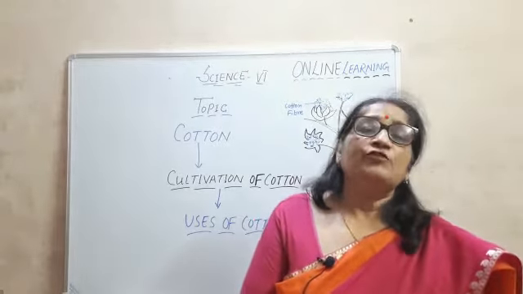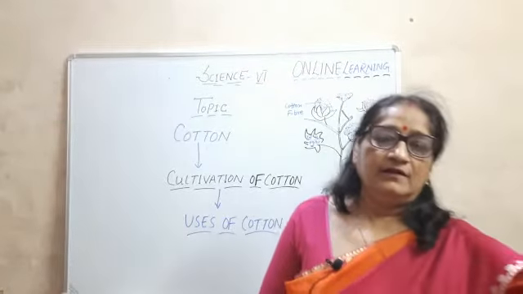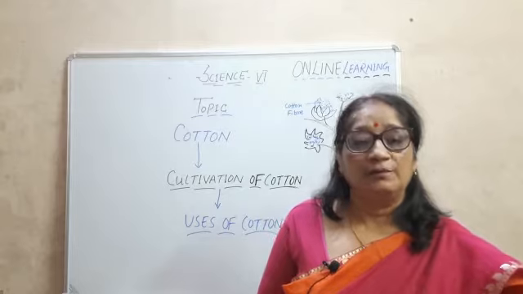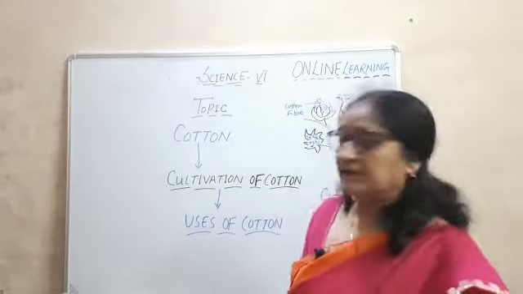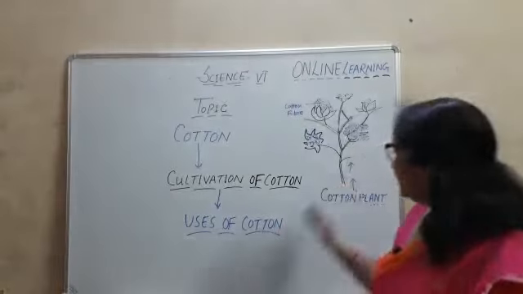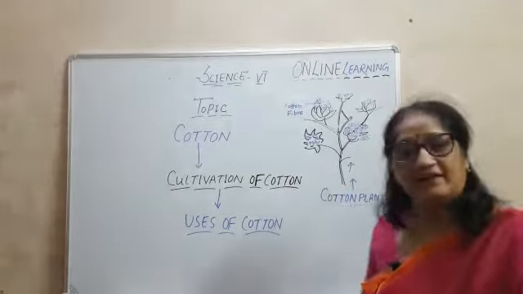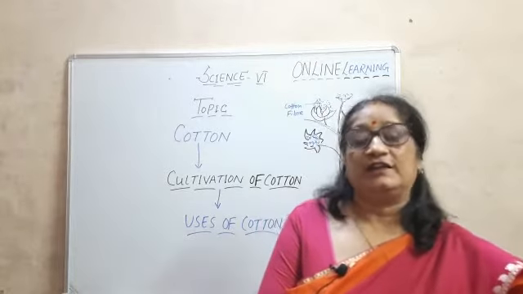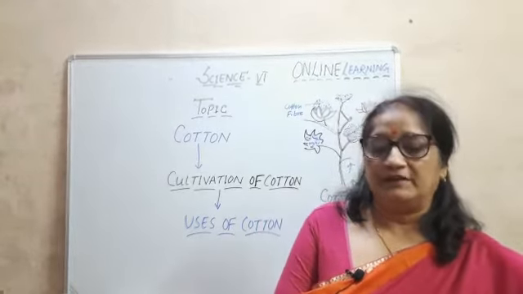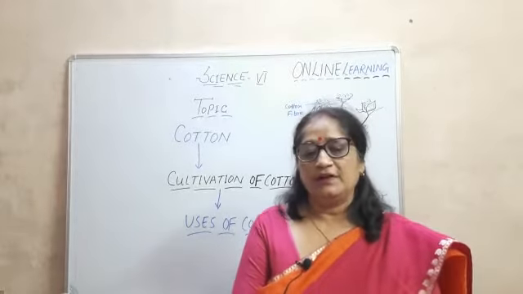Children, for the growth of any plant, temperature is required. So, for the growth of the cotton plant, the temperature required is up to 25 degree centigrade. This plant needs the temperature up to 25 degree centigrade. And the climate which is required for the growth is hot and humid.